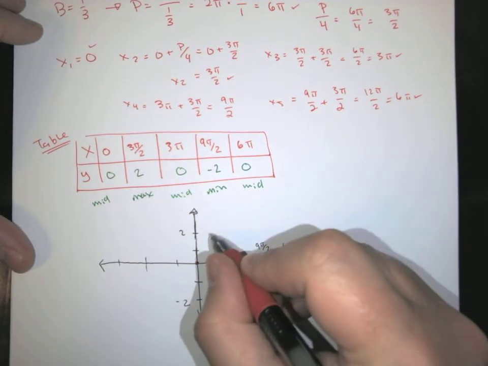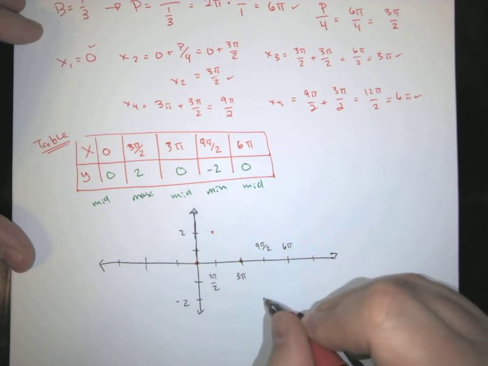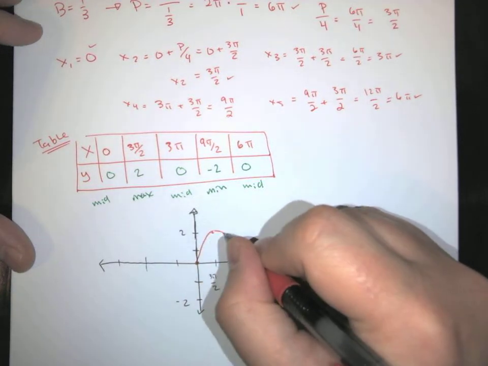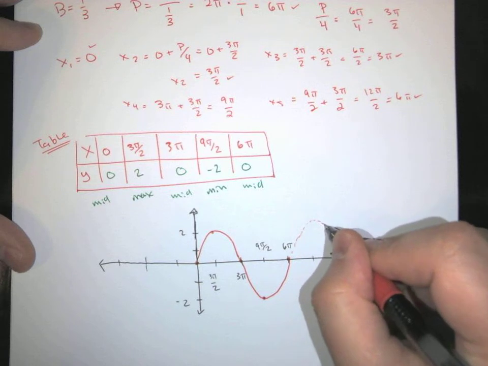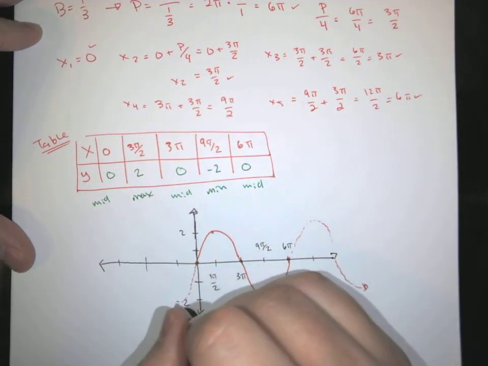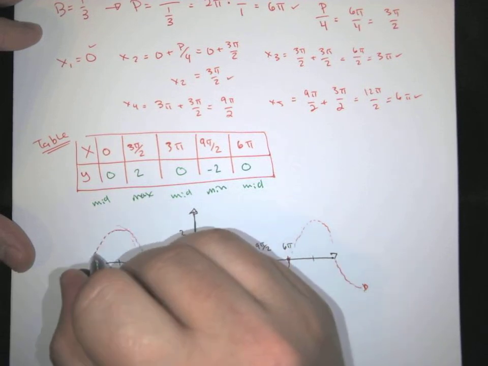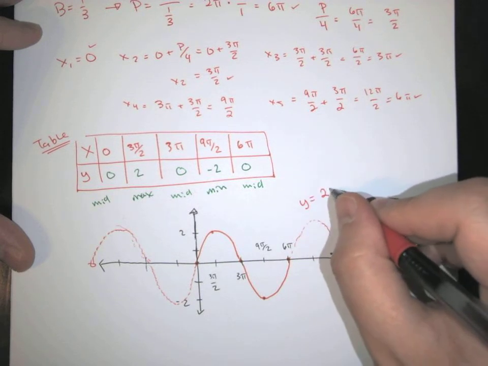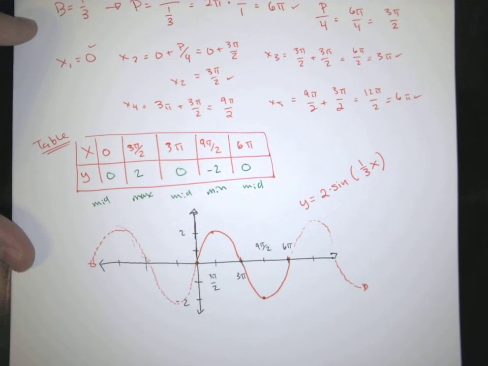So 0, 0, 3 pi over 2, up to positive 2, 3 pi down at the middle, down to the minimum, and then back up to the middle. If we want, we can keep going. That's going to be our pattern. So that was y equals 2 times the sine of 1/3 x.